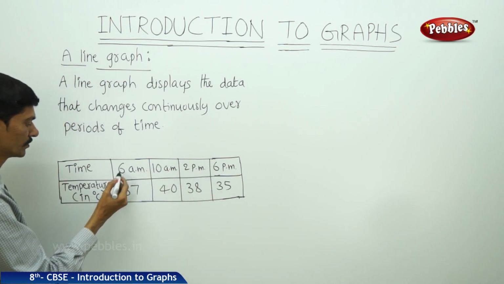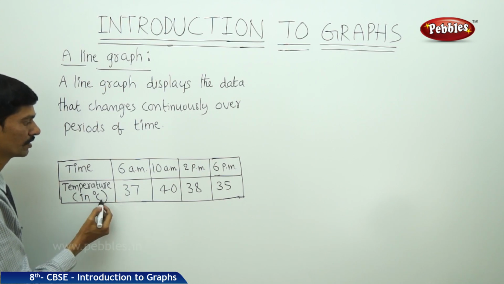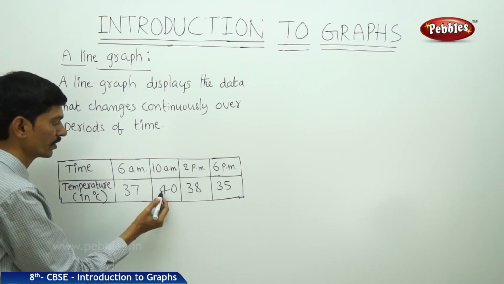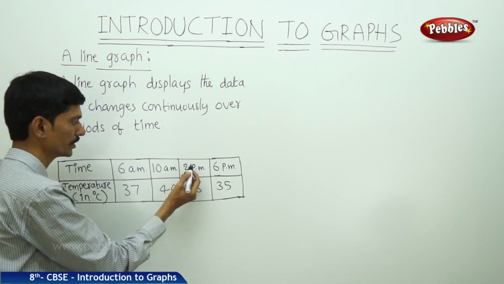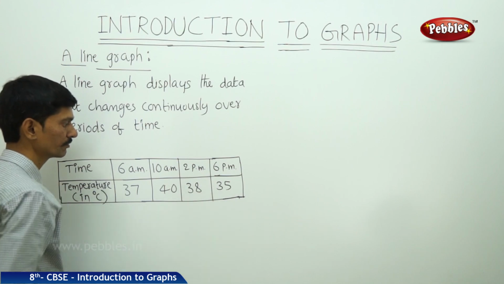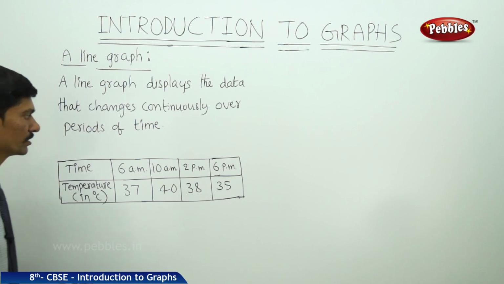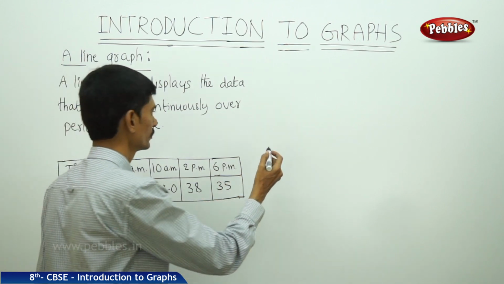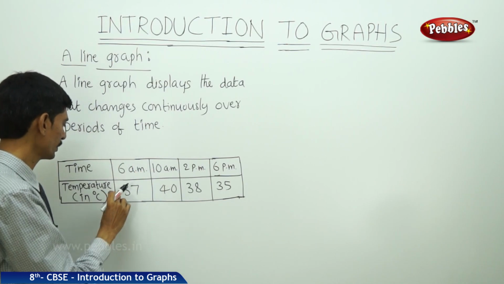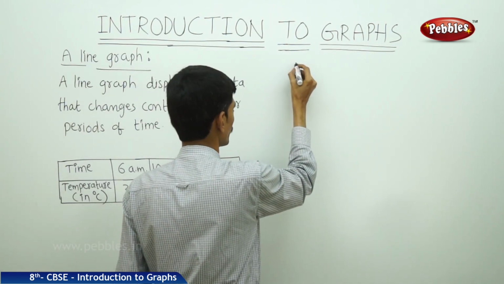At 6 am her body temperature was 37 degrees centigrade, at 10 am 40 degrees centigrade, at 2 pm 38 degrees centigrade, and at 6 pm 35 degrees centigrade. So for every 4 hours the temperature was recorded. Now let us draw the graph. This is the time and temperature. This graph is known as a time-temperature graph.